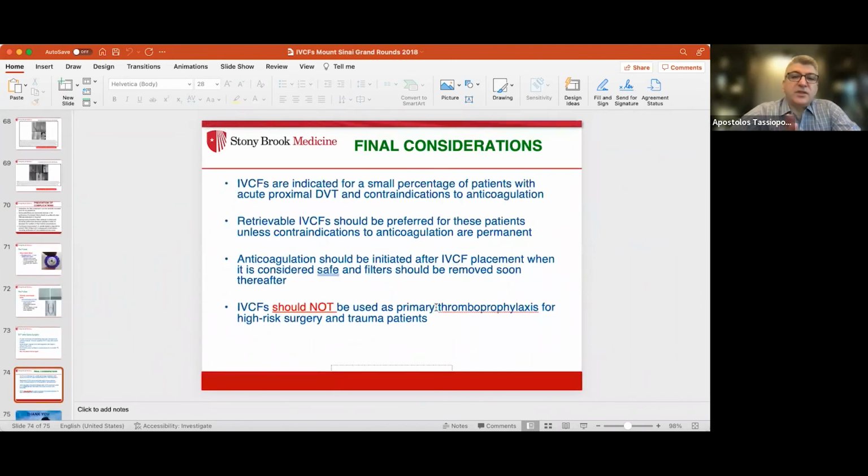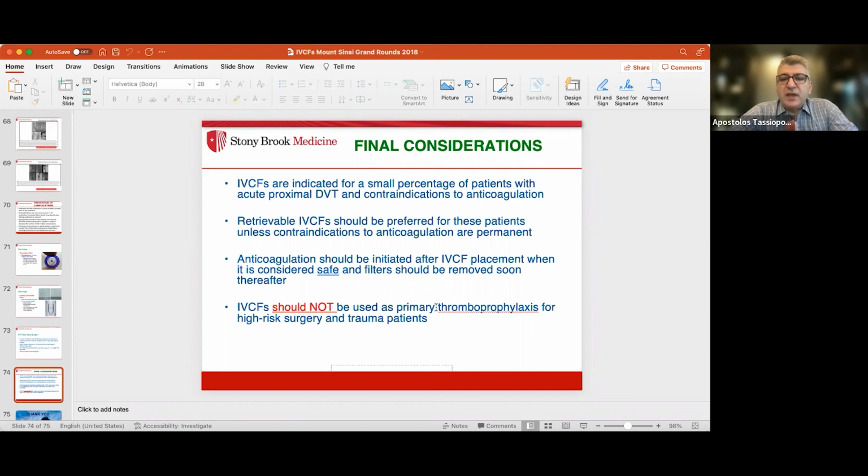I'm going to leave this and go to my final considerations, so I will leave a little time for discussion. IVC filters are indicated for a small percentage of patients with acute proximal DVT who have contraindications to anticoagulation. Retrievable filters should be preferred in these patients unless the contraindications to anticoagulation are permanent. There is a permanent indication for an IVC filter in these people.